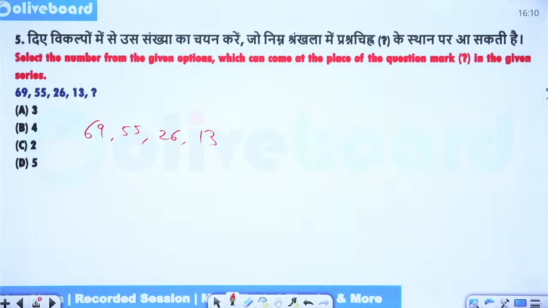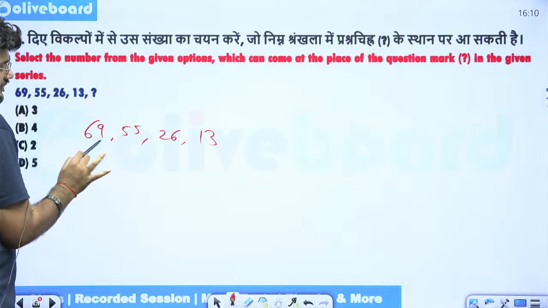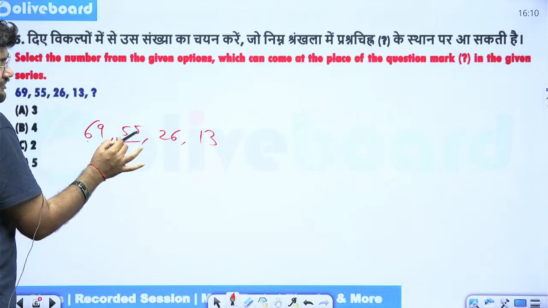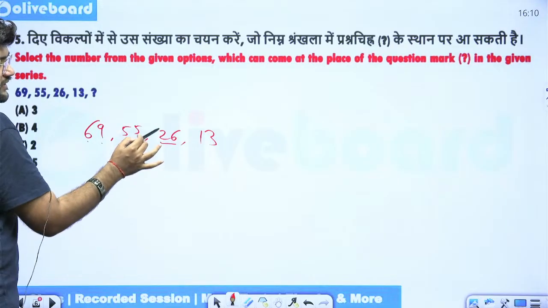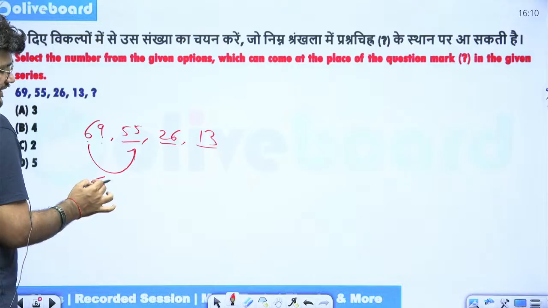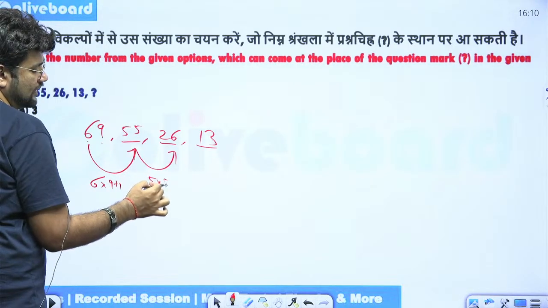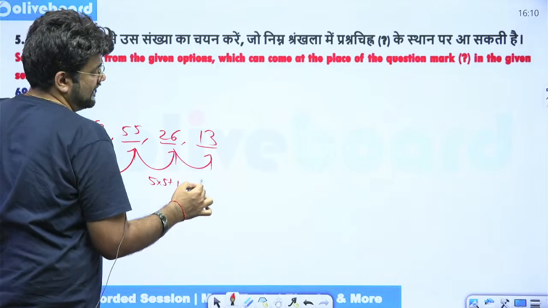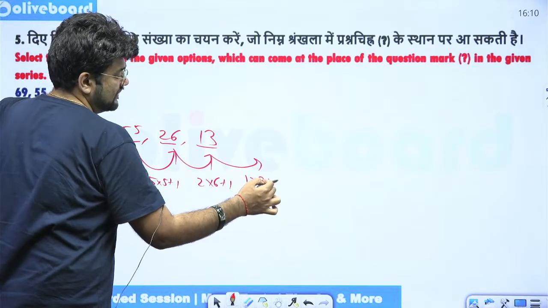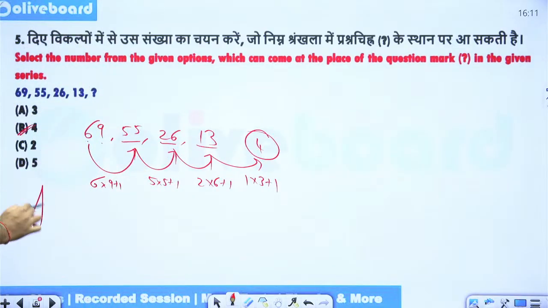Nothing is working, so that means this is probably a digit based question. If I observe the digits, 6 times 9 is 54, I have 55 here. 5 times 5 is 25, I have 26 here. 2 times 6 is 12, I have 13 here. So what am I doing? I am multiplying the digits and adding 1 to it. So what do I do here? 3 times 3 plus 1, that is 4. So option B will be the correct answer. Cool.